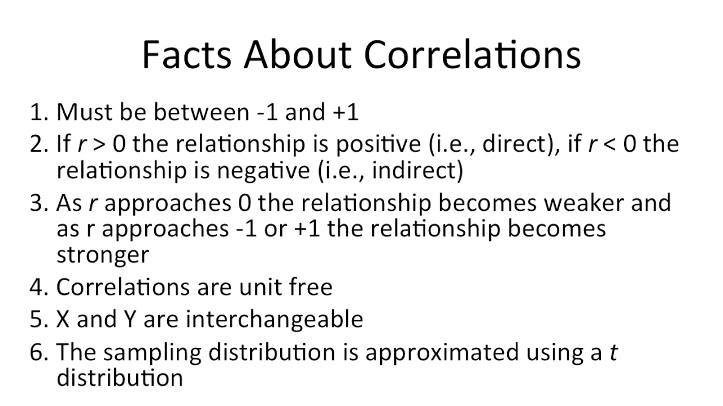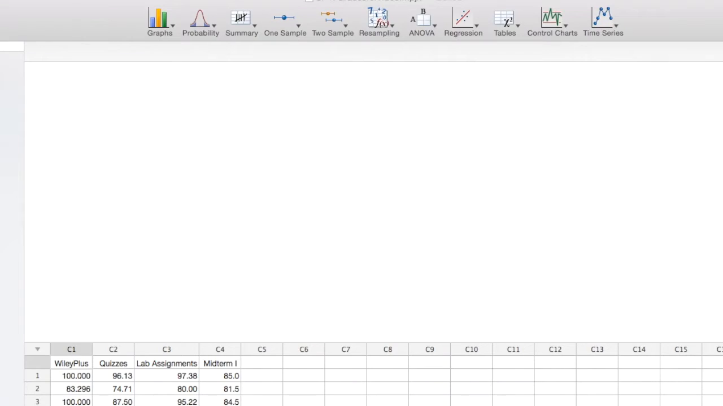For the most part, you should not need to compute the t-test statistic by hand. When you run the correlation within Minitab Express or any other statistical software, it will give you the correlation and it will give you the p-value. Just know that the p-value that it's giving you is based on a t-distribution. Let's go to Minitab Express now and construct a correlation matrix.